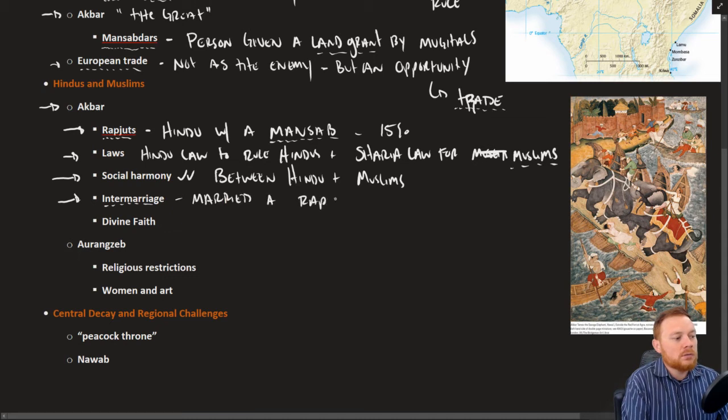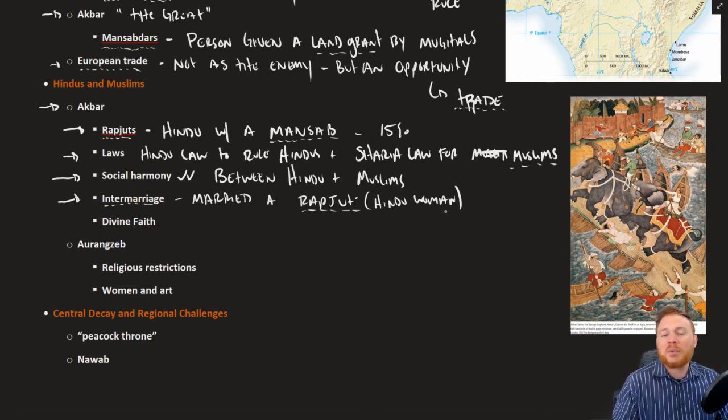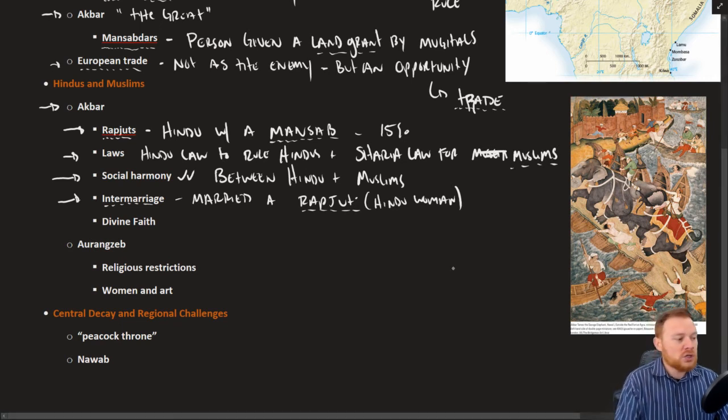Akbar also married a Hindu woman, and promoted intermarriage between Muslims and Hindus. By marrying a Hindu woman, this ensured that Akbar's children, or the heir to the throne, would have both Hindu and Muslim heritage, and that was a way, again, of trying to create religious reconciliation.